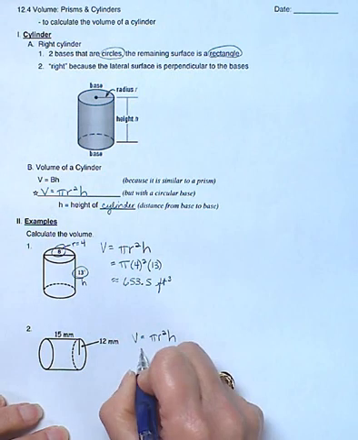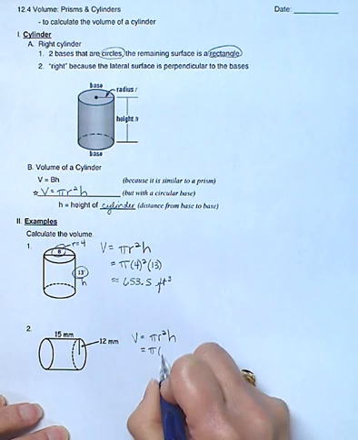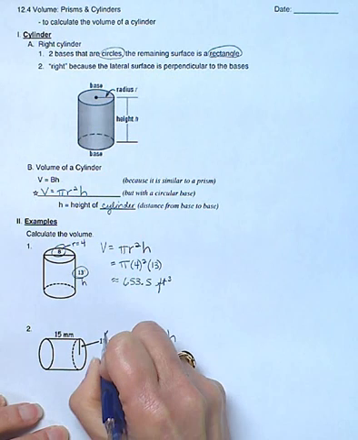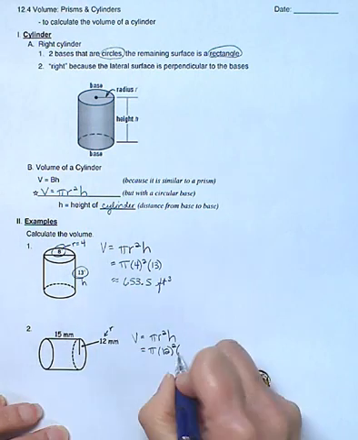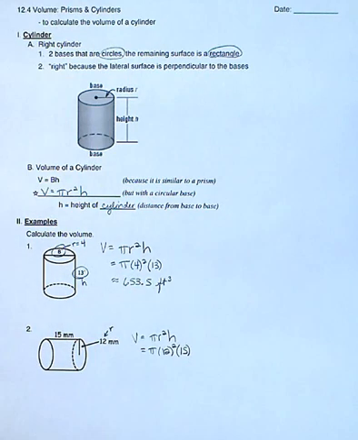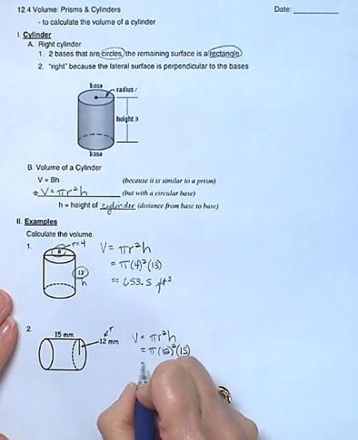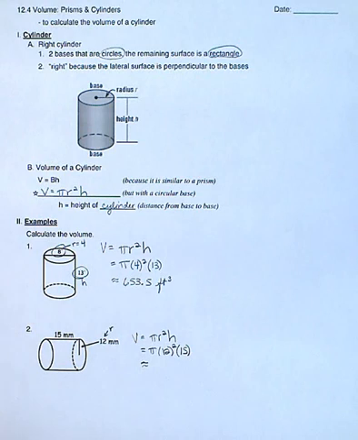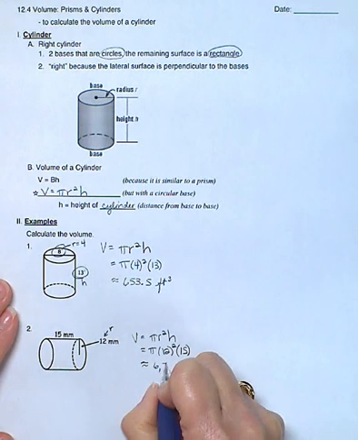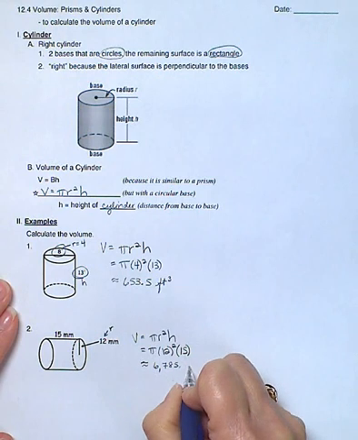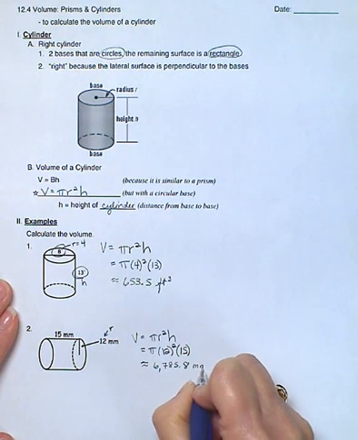So the radius is given as 12, so this is your radius. And we're going to square that, and then our height is from circle to circle, which is 15. A great example of where height does not necessarily mean up and down, just like base does not necessarily mean bottom. So we're going to use our calculator, and we're going to do pi times 12 squared times 15, and we're going to get 6,785.8 millimeters cubed.